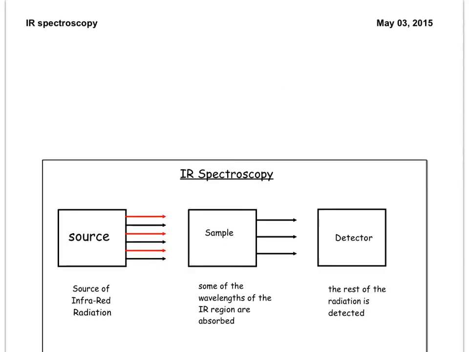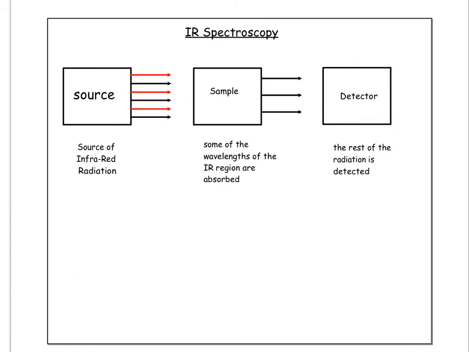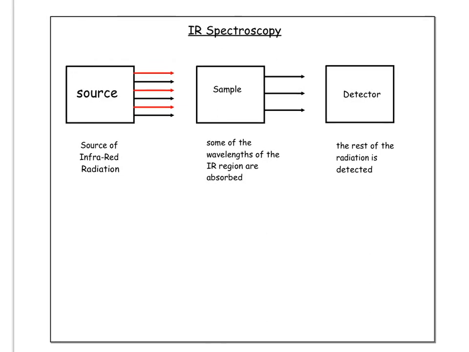So this is a picture of how IR spectroscopy works. You have a source of infrared radiation, and the IR radiation is represented by these black and red arrows. The arrows fire through the sample, and the sample will absorb some of the light if they are the right frequency, and some will pass through the sample to hit the detector. The detector recognizes those frequencies of light that haven't been absorbed, and you will get a printout of the infrared spectrum.